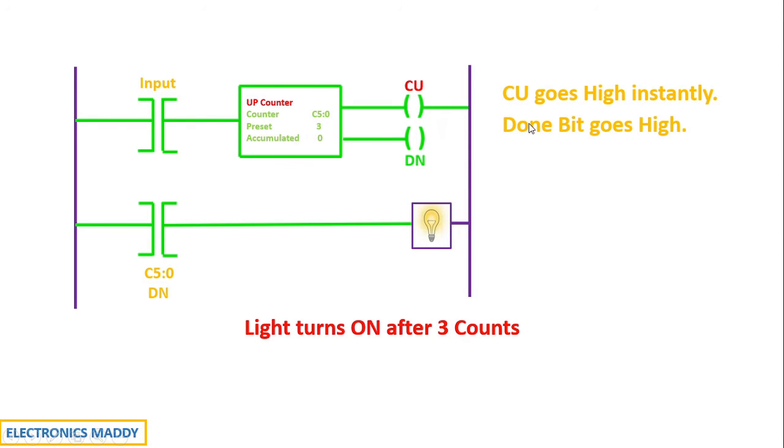So as a conclusion, the count enable bit goes high instantly, and the done bit goes high only after counting, that is, only after the accumulated value is equal to the preset value. This is an important conclusion, because these are the ones that we will be comparing with the down counter as well.